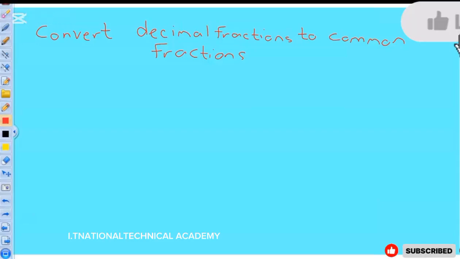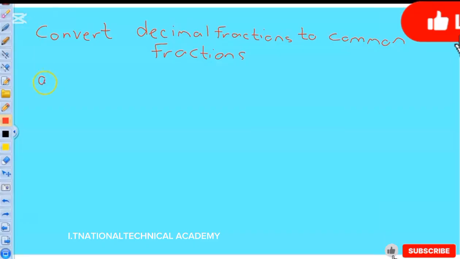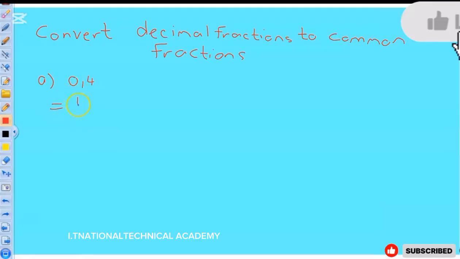Convert decimal fractions to common fractions. We have a, 0,4, that would be equal to 4 out of 10.